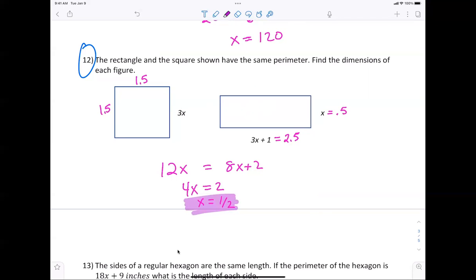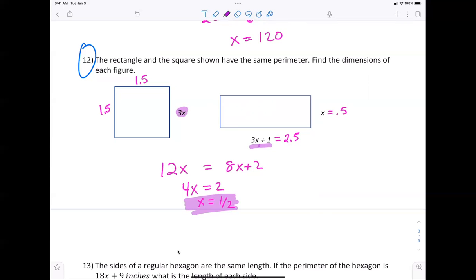So what's 3 times 1/2? Right? And then this is 0.5, right? And then I just need you to do 3 times 0.5 plus 1. You sure you're good? That's easy. Tell me. You say you got 8.